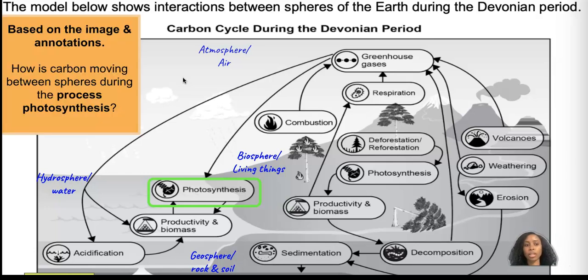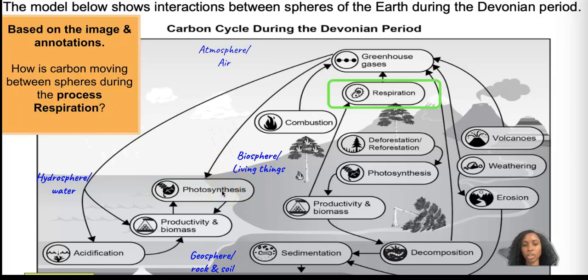Now I want you to try it. How is carbon moving between the spheres during the process of photosynthesis? You should have that it's starting to move from the atmosphere, which is the air, and then we're going to follow through and we're going to see it's going to the biosphere, which is living things.